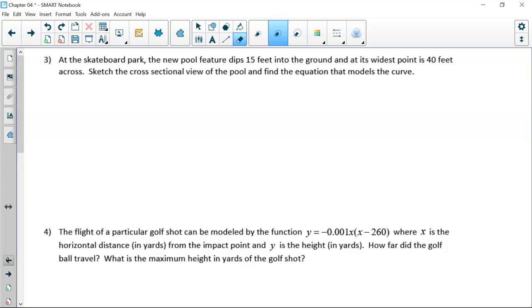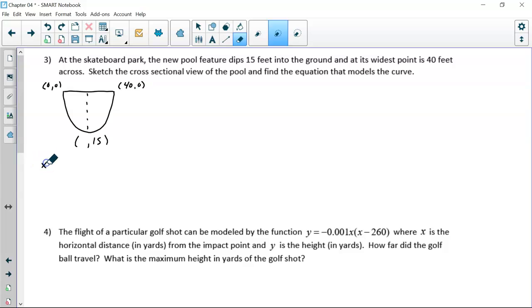At the skateboard park, a pool dips 15 feet into the ground and its widest is 40 feet. So it's going down, it's opening up because it's going into the ground. Now, we know it dips 40 feet. So we have our x and our y is 40. Now it's starting at 0, 0. And it dips 15 feet, not 40. I got them flipped. 15 is our y. And then it's going to 40, 0 because it's 40 feet wide.